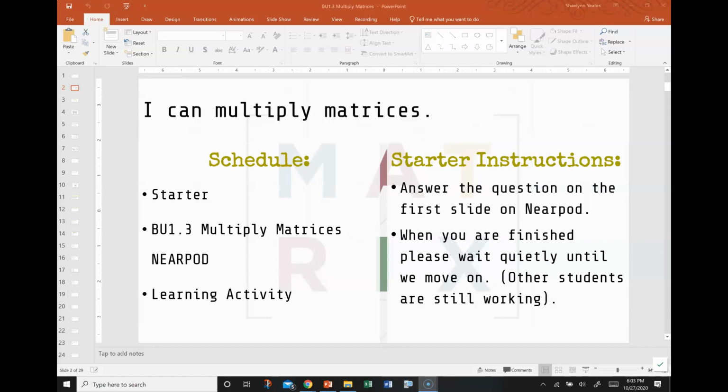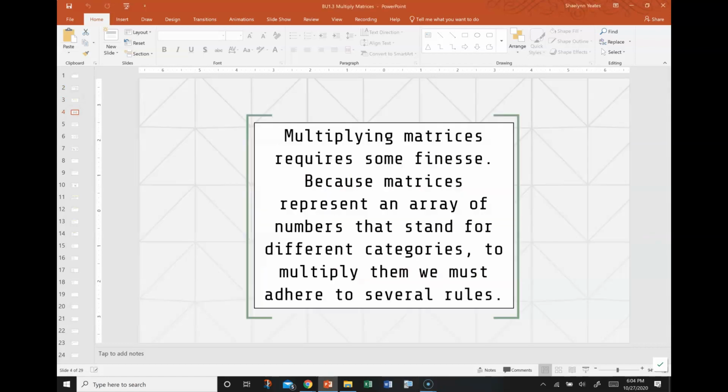All right, so multiplying matrices, beautiful. Multiplying matrices requires some finesse. Because matrices represent an array of numbers that stands for different categories, to multiply them, we must adhere to several rules. And we're going to be learning about those rules.